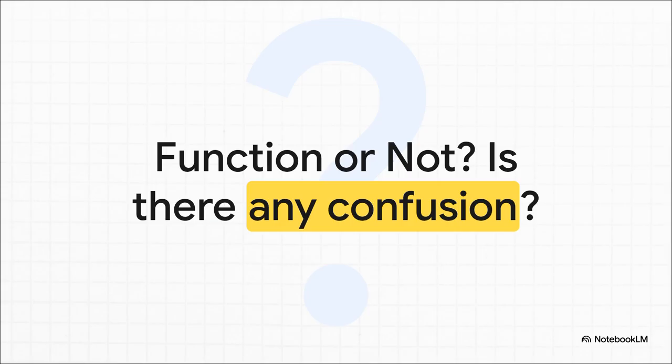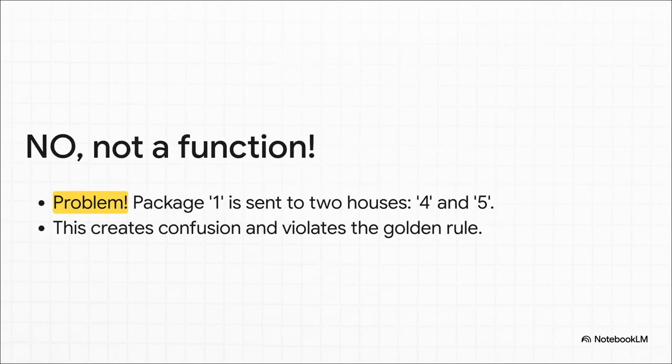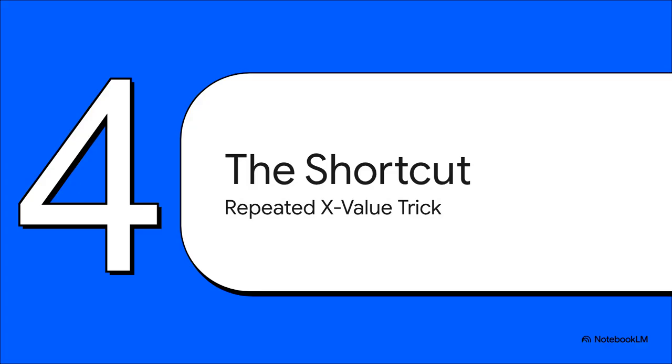Is there any confusion for our delivery driver here? Anything that would make them stop and say, wait a minute? Aha, there's the problem. This is not a function. Why? Look at package 1. The instructions are telling our driver to take it to house 4 and to house 5. That's total confusion. That breaks our one golden rule. So, nope, definitely not a function. See, that delivery driver analogy works every single time. But now that you get the reasoning behind it, let me give you a super fast shortcut, a little trick to spot these things instantly.